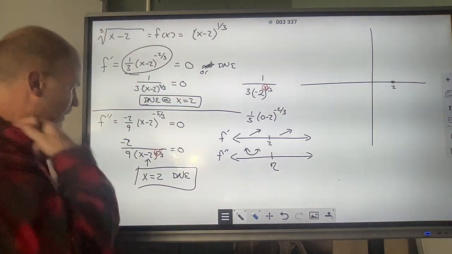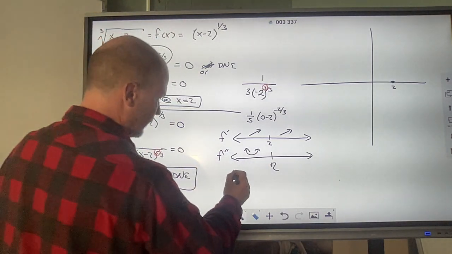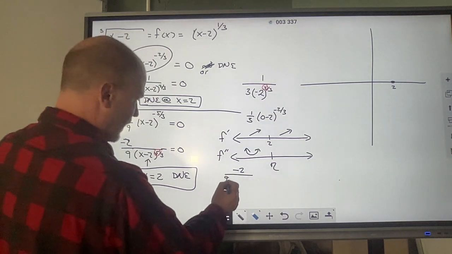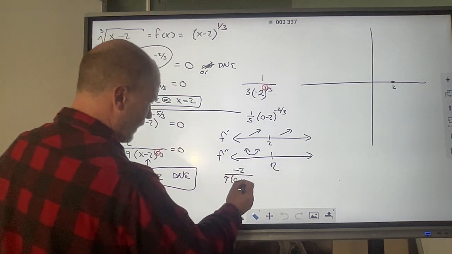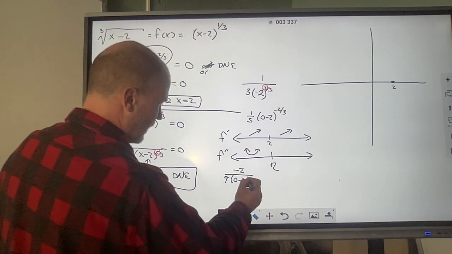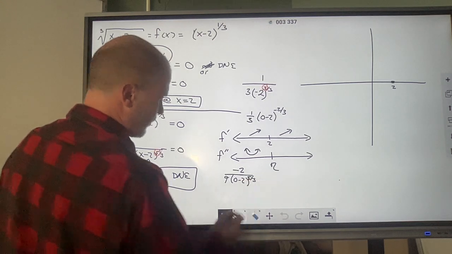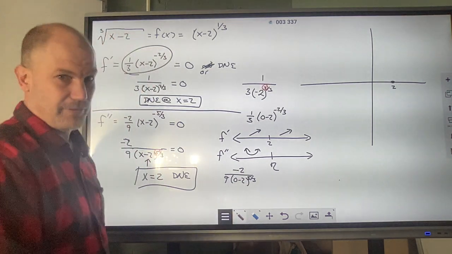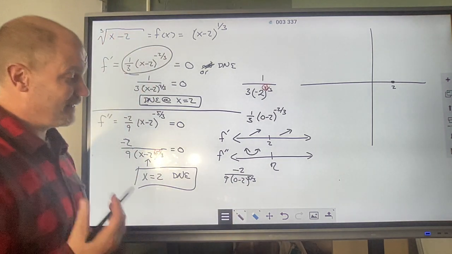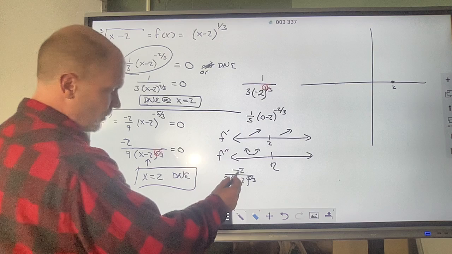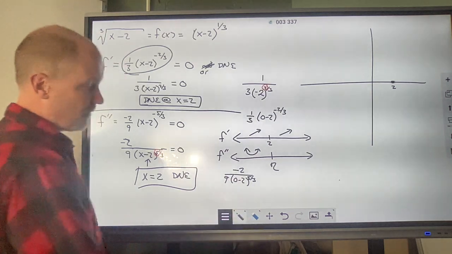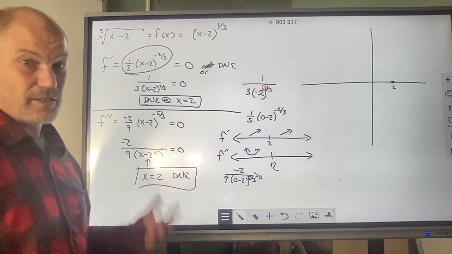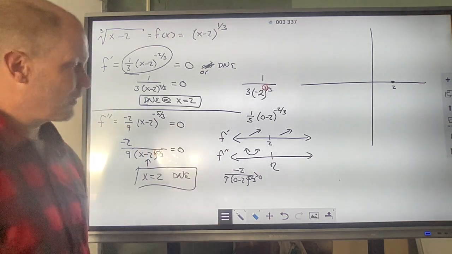And I'm going to do that math so you can see it maybe a little bit clearer. So we have negative 2. I'm plugging in 0 over 9 times 0 minus 2, to the 5 thirds. I don't care about the value of negative 2 to the 5 thirds. What I care about is the fact that it is negative. So I have negative 2 divided by 9 times a negative number. Therefore, this is greater than 0. It's positive. That's all that matters. So that's why we have that shape.